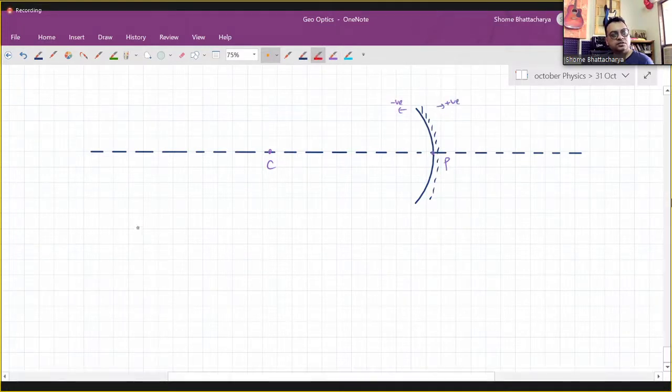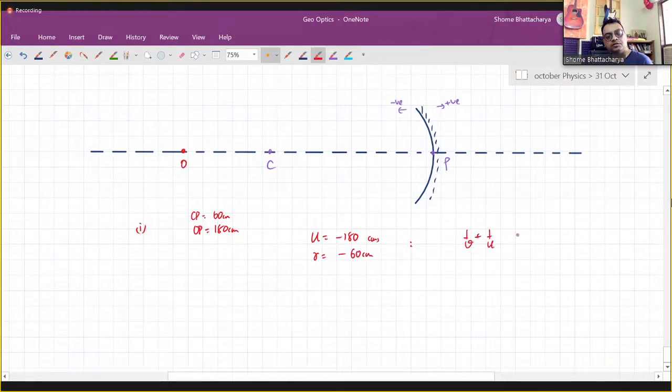In the first case, we take the distance OP as 180 centimeters. CP is of course 60 centimeters. So we're keeping the object here. Using the mirror formula, we put u as minus 180, and the radius of curvature R as minus 60 centimeters. We use the formula 1 by v plus 1 by u is equal to 2 by R. Let's see what we get for the position of the image.